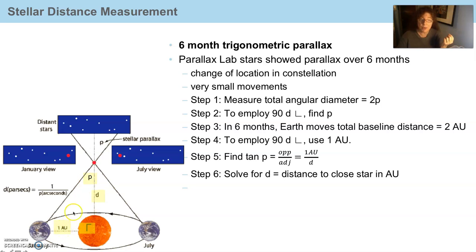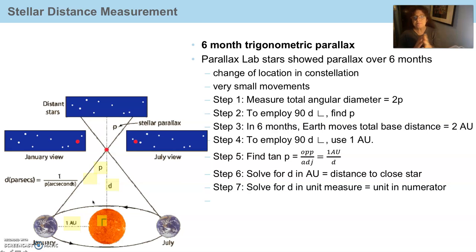Now you can do tangent of P is opposite over adjacent, and you can solve for D. And that is going to be your distance to your close star. This is your close star in astronomical units. Alternately, you could use kilometers in here, and then you get your distance in kilometers.